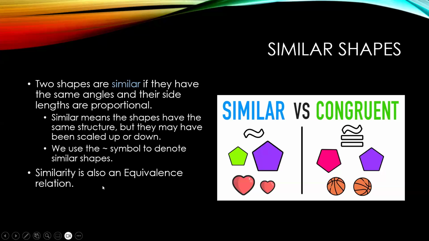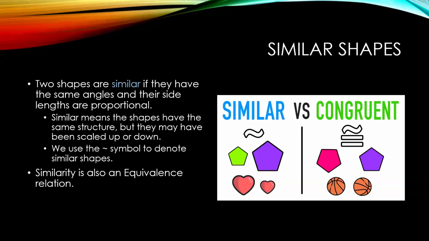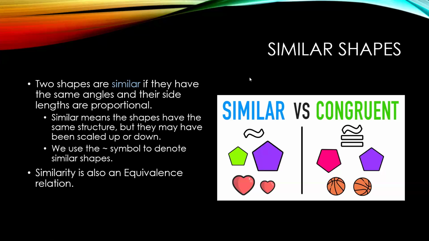Here's the thing, similarity is also an equivalence relation. And so if we think of the three rules, we have reflexivity, symmetry, and transitivity. Well, something is similar to itself, because if it's the same item, then it's similar to itself. Transitivity, let's see. Oh, symmetry, I forgot symmetry. Symmetry: if one thing is similar to another, then that other one is similar to it. And transitivity: if we have three things that are similar, then they're all similar to one another. And so similarity is an equivalence relation.